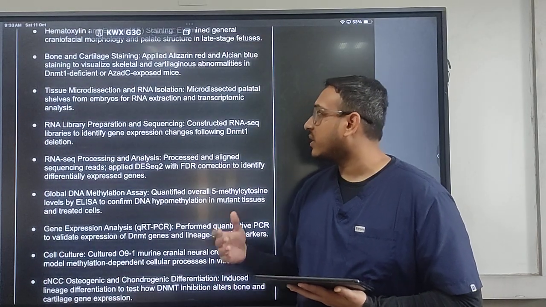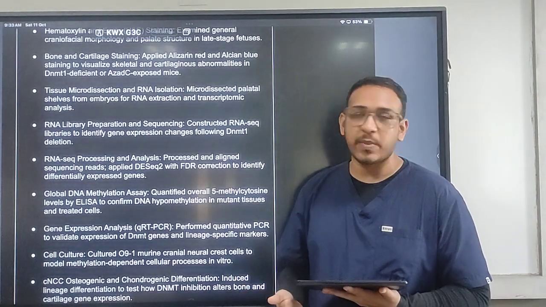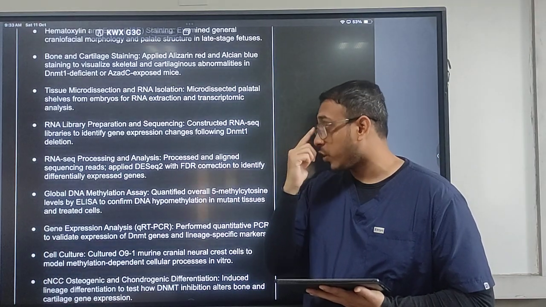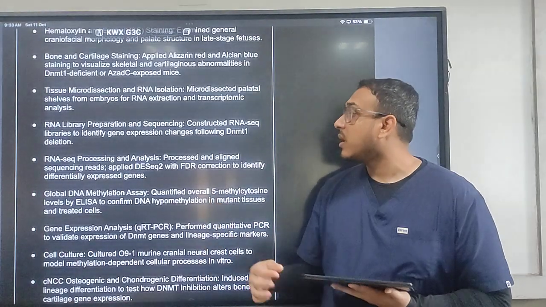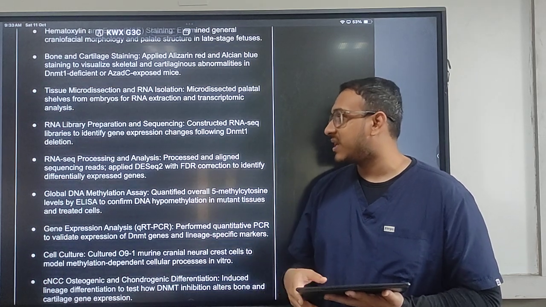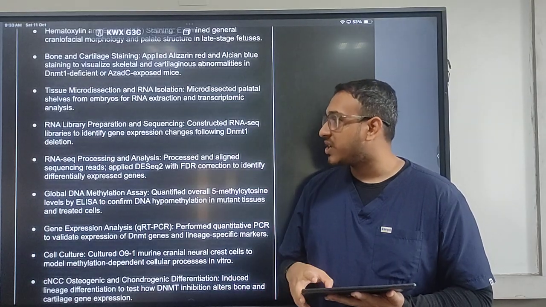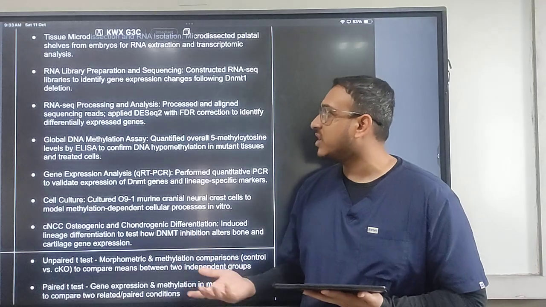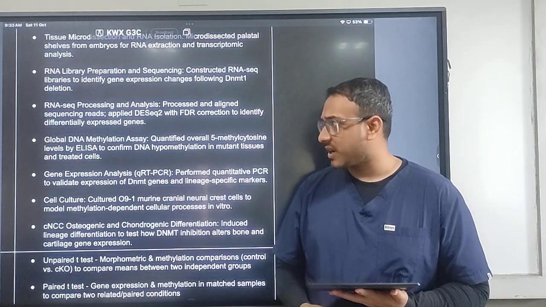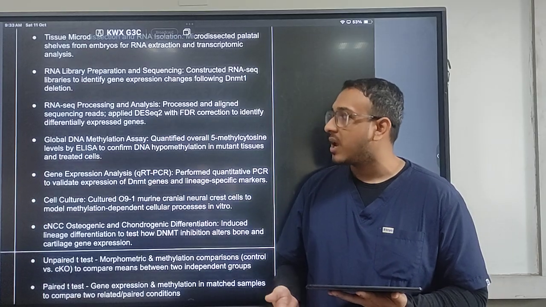For the RNA library, they constructed RNA sequence libraries to identify gene expression changes following DNMT1 deletion. The RNAs they processed and aligned the sequence reads, applied DESeq2 and FDR corrections to identify differentially expressed genes. After which they quantified overall 5-methylcytosine levels by ELISA to confirm DNA hypomethylation in mutant tissues and treated cells.